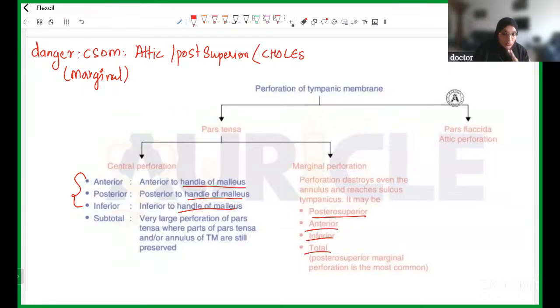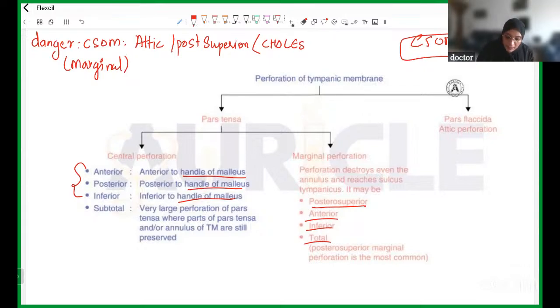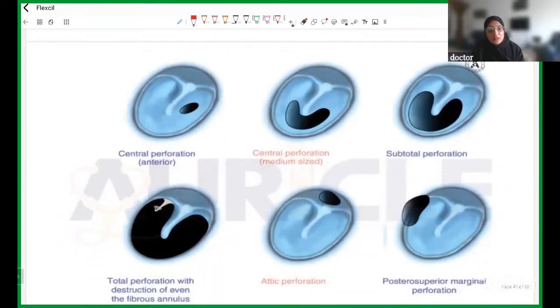So there are two tables that you should remember for chronic suppurative otitis media. And this is a very important, repeated question in the exam. For the definition, you should write the classification of chronic suppurative otitis media and perforation of the tympanic membrane. Now we have a diagram here. You see here: central perforation, anterior to the handle of malleus. Central perforation, medium size, and we have a subtotal perforation here and there. Now, total perforation: you can see the whole of the pars tensa is gone. Right? Attic perforation is seen in pars flaccida. We have posterior superior marginal perforation. Here, you can see posterior superior marginal perforation. This is the most common type.